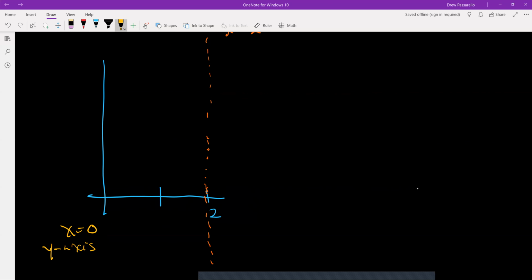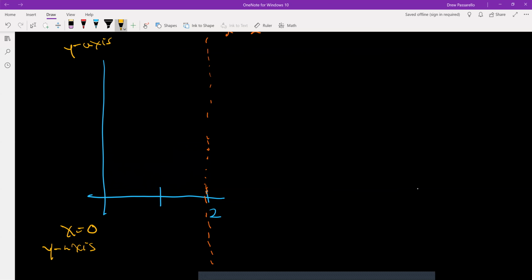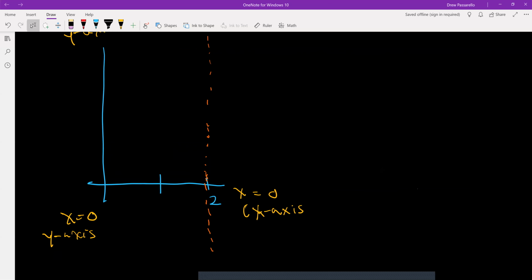So this is the y-axis. If I put that in yellow, that's x equals 0. And then it also tells us we're bounded by y equals 0, which is the x-axis. In other words, we're dealing with the first quadrant. We are restricting our region to be in the first quadrant.